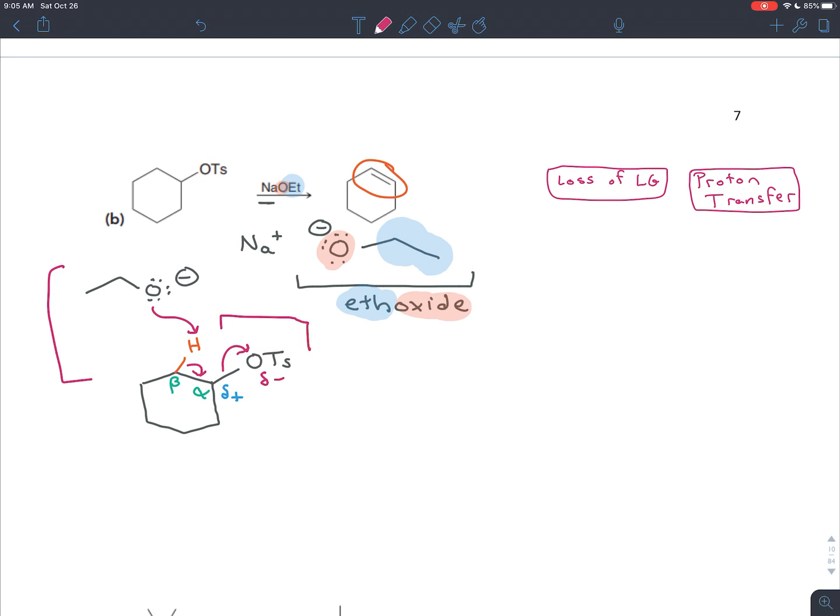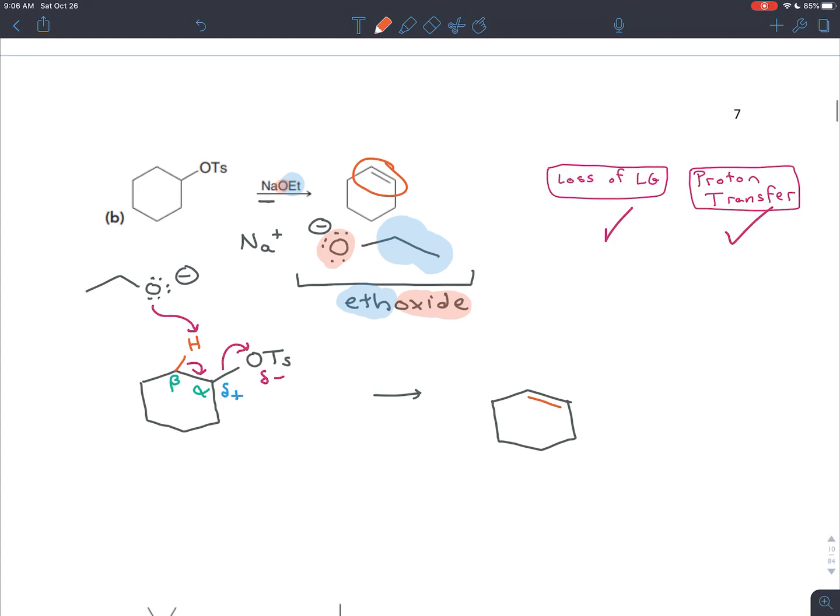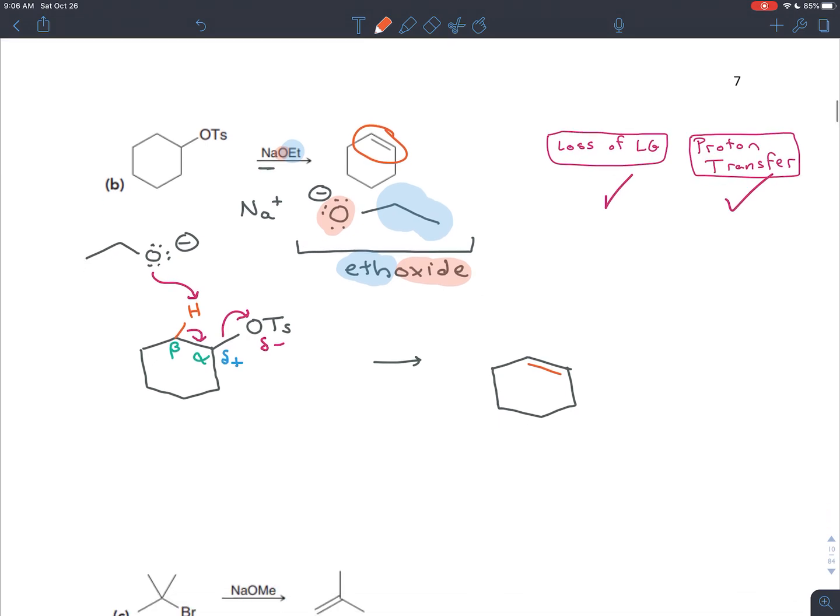So here we have proton transfer. Here we have loss of a leaving group, and they're happening at the same time. And when that happens, you end up getting your product. And that is the full mechanism for this E2 reaction.